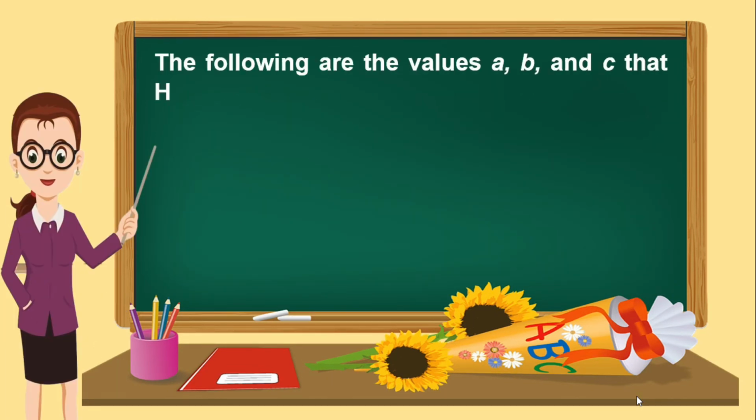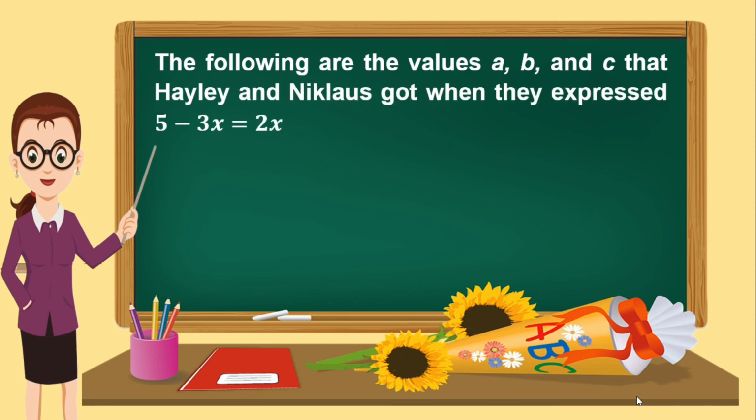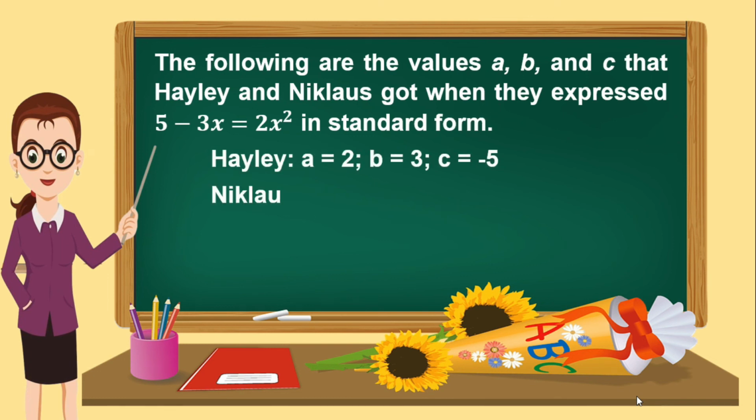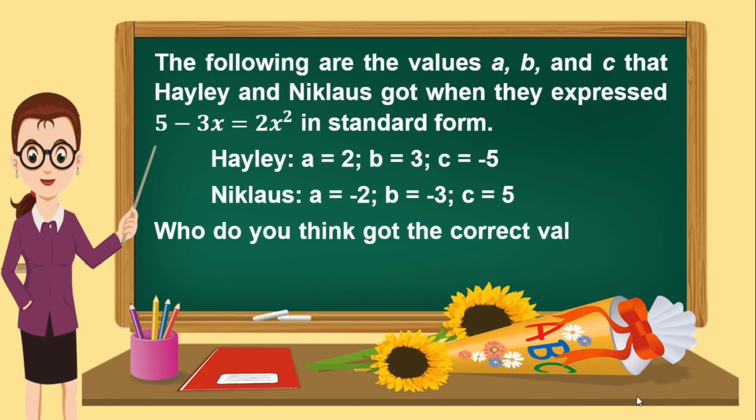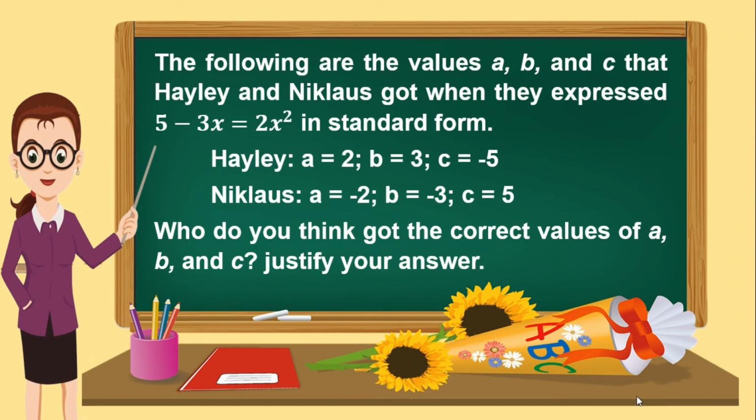And question number 2 is, the following are the values a, b, and c that Haley and Nicholas got when they expressed 5 minus 3x equals 2x squared in standard form. Haley got a equals 2, b equals 3, c equals negative 5, while Nicholas has a equals negative 2, b equals negative 3, and c equals 5. The question is, who do you think got the correct values of a, b, and c? Justify your answer.